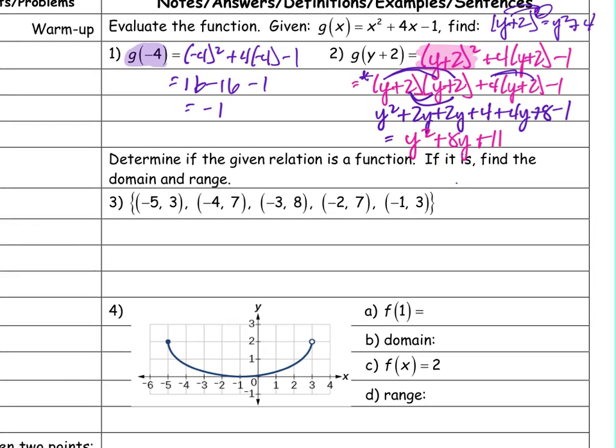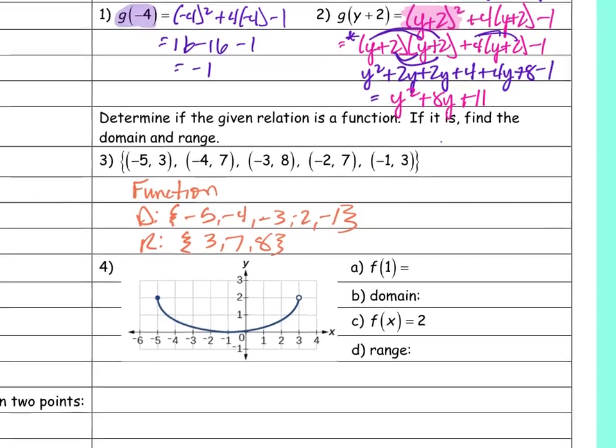And then on the third one, this is a function. The domain is -5, -4, -3, -2, -1. The range is 3, 7, and 8. Okay? Because they're individual points, I have to write them out individually. I don't know if it's a continuous function or not, so I have to write it out that way.